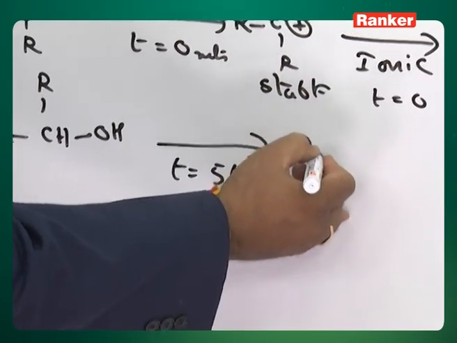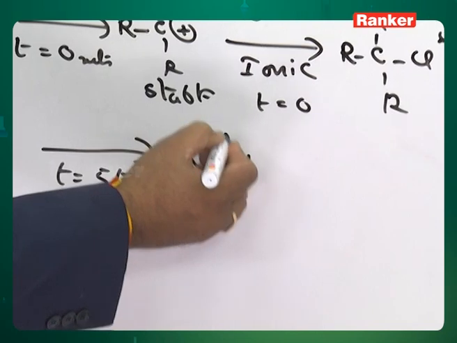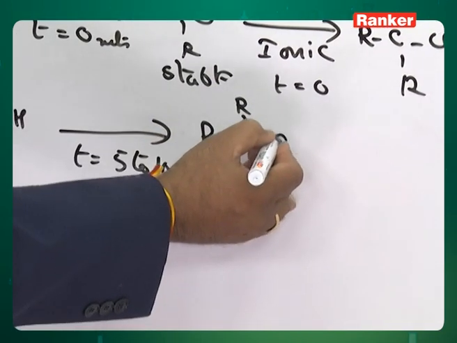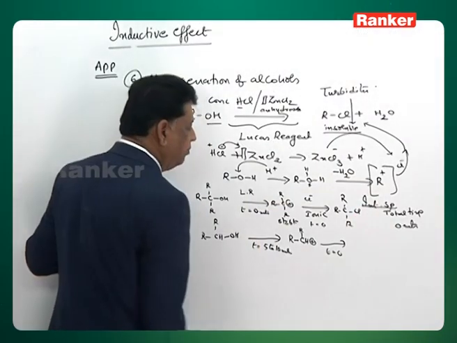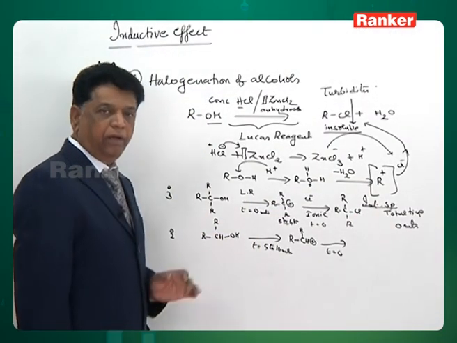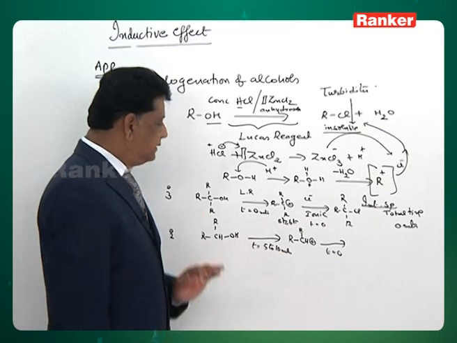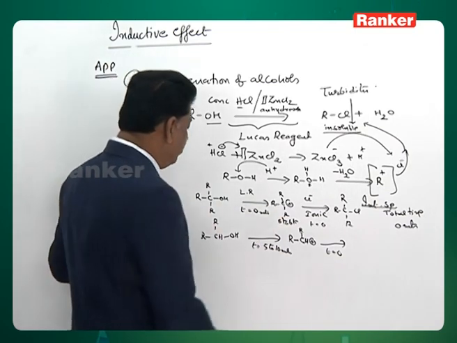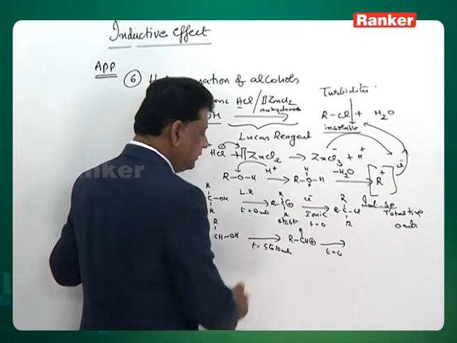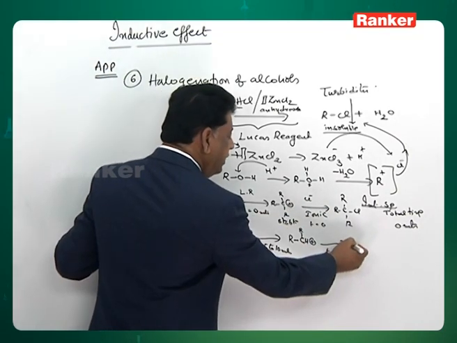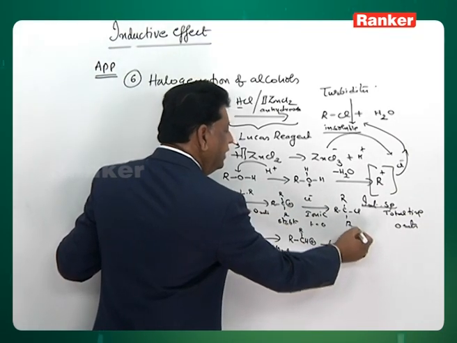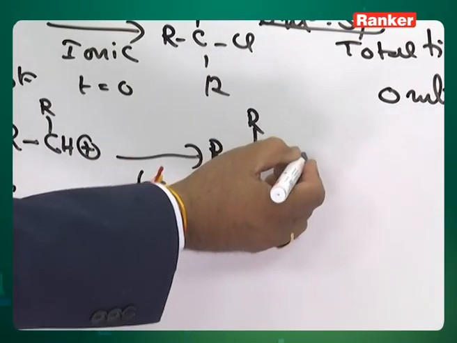So, the carbocation comes, but it is not that stable, therefore a slow reaction. However, the second step is a fast step because it is ionic. All ionic reactions are instantaneous, 0 minutes. But unless the first step takes place, the second cannot. So, the entire product formation is delayed because of the first step only.